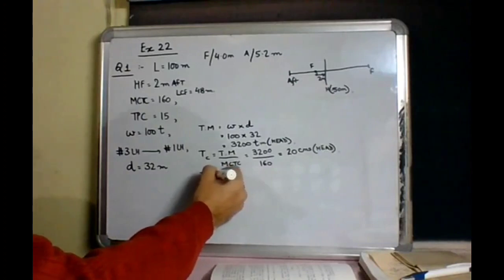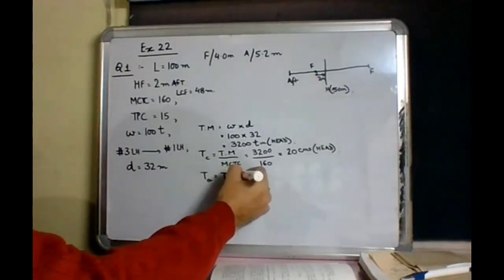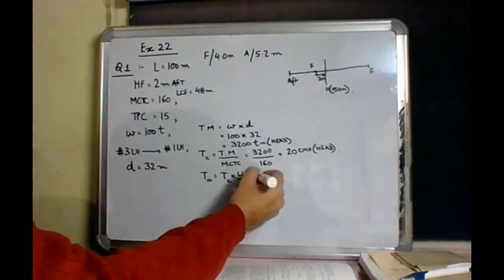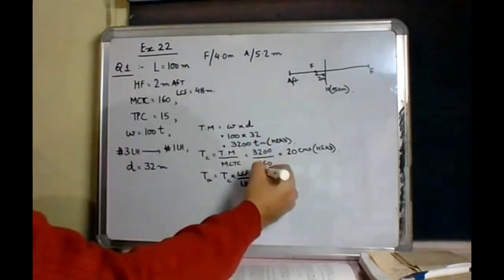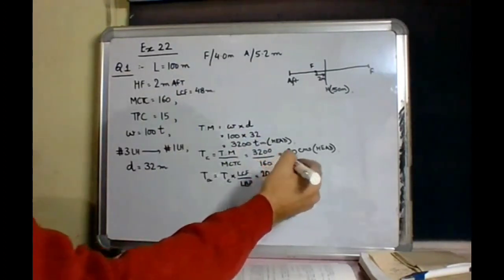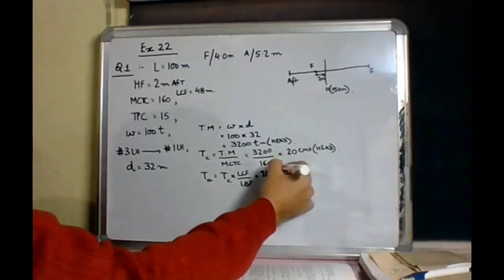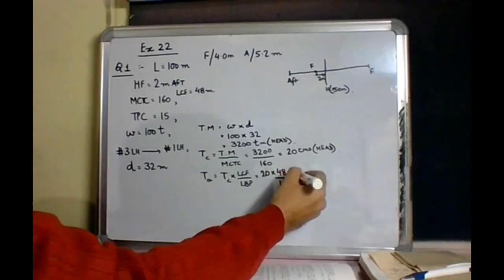Therefore, TA is equal to TC into LCF upon LBP. Is equal to 20 into LCF 48 upon 100.